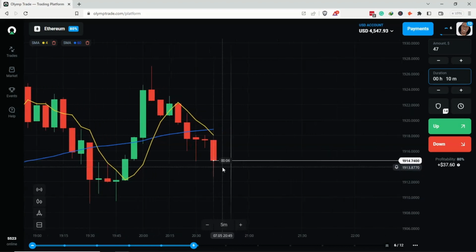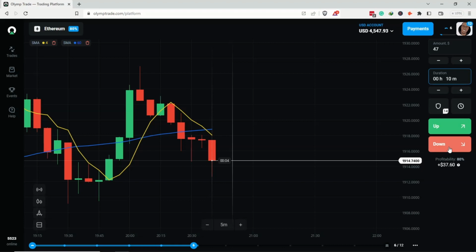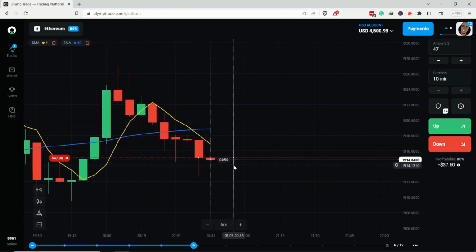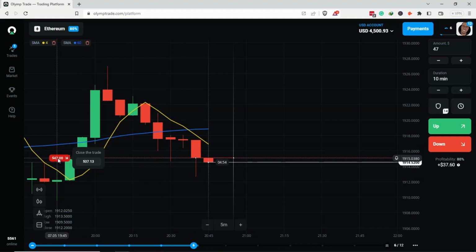It's about to close, and I'll open a down trade because that's what the signal is telling me, and boom. I've opened a down trade, live on this account, and I've invested my money, $47.